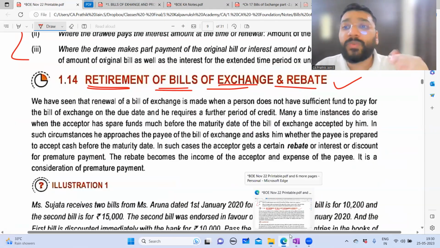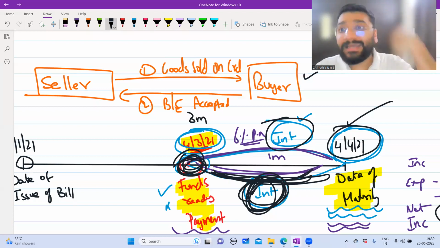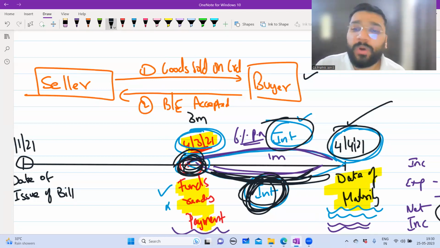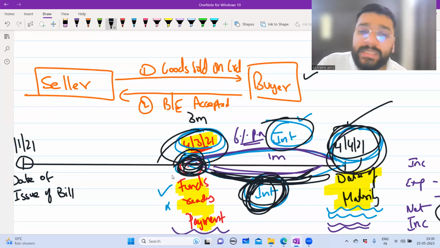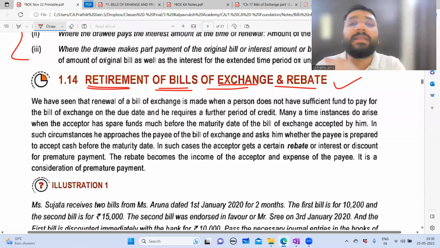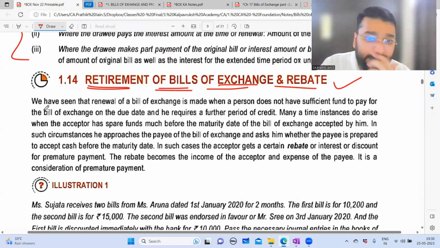Retiring a bill. Retiring a bill means what? Closing the bill at the earliest. Retirement of bill means what? Before the due date, you are closing the bill. That is called retirement of bill under rebate. So now let's read the theory.